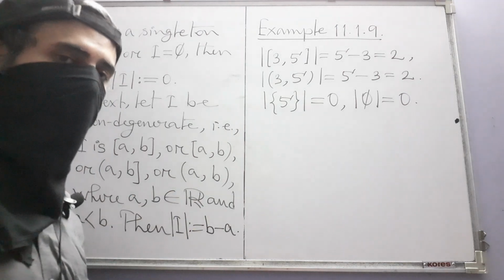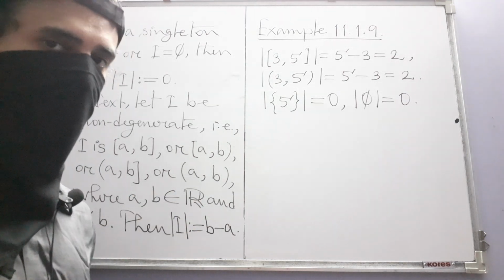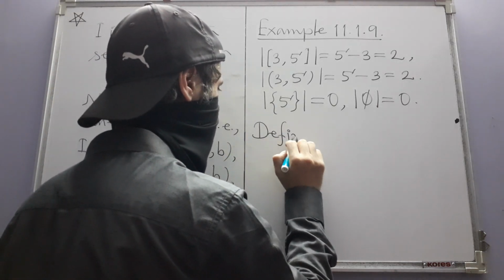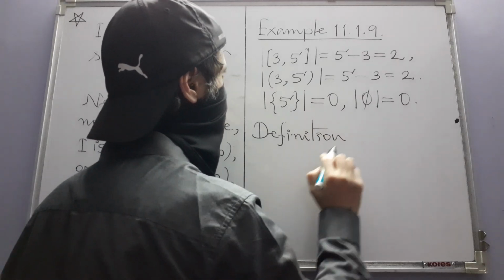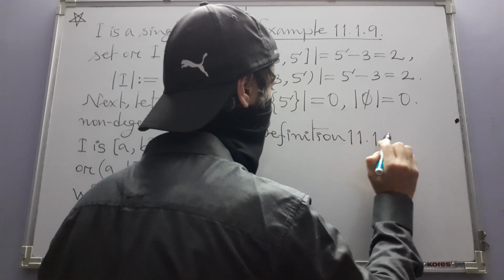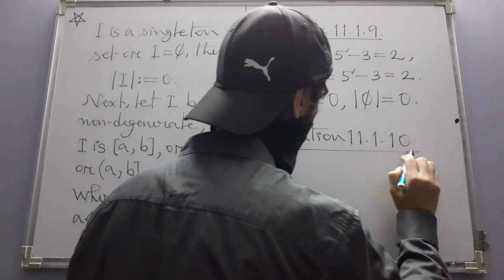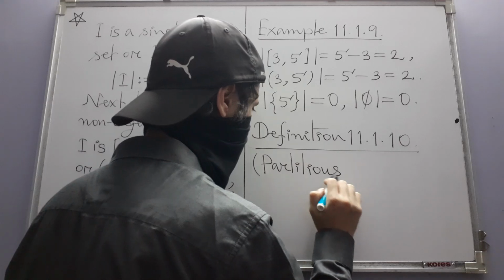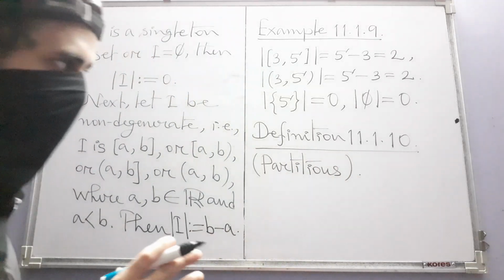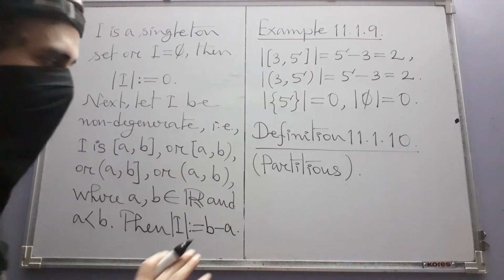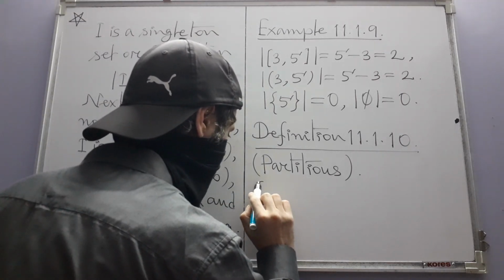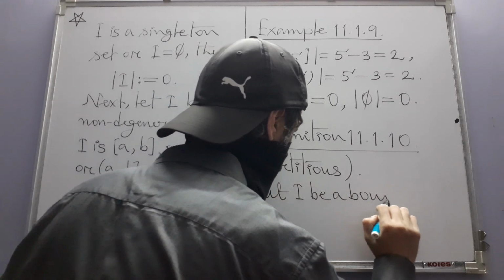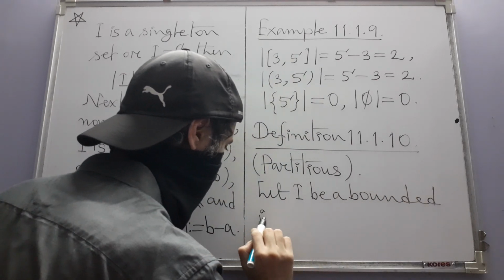Okay, now finally we have come to the definition of partitions. Now we are going to define partitions. So this is item number 10. Partitions. The definition has many conditions. Okay, let us define it carefully. First of all, let I be a bounded interval.